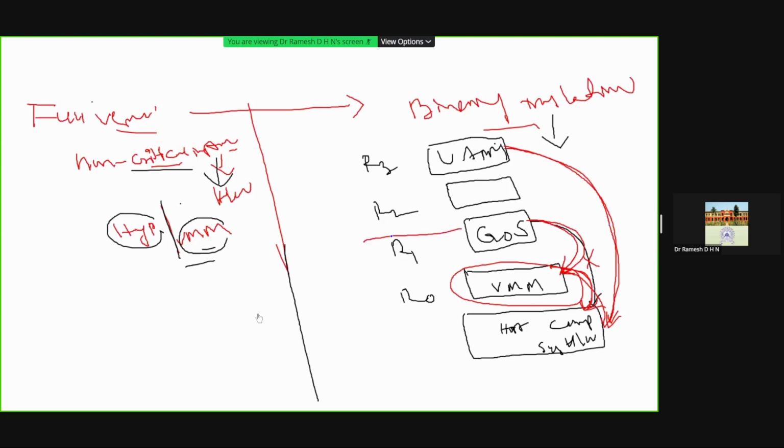Now let me speak about this one. This concept where the GOS goes to the VMM and the VMM to host hardware, we call binary translation of operating system requests. And as usual, this is the direct execution of user requests. Now let me give the modality. This is the binary translation approach for x86 virtualization.